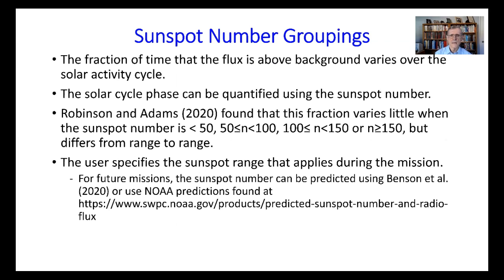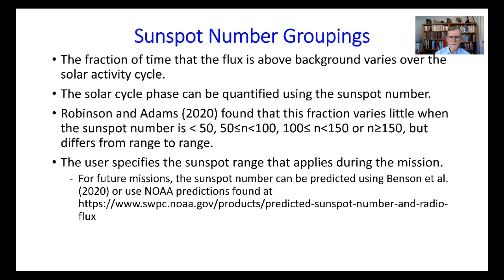To do this, we needed to consider the variation in solar activity because that affects the frequency with which solar energetic particle events will elevate the radiation environment at Earth. What we found was that if we use the sunspot number as an indication of the level of solar activity, then we could divide the sunspot number range into 4 groups, the 4 groups shown here, and within each of these groups, the probability that the radiation environment would be elevated at Earth was about the same.